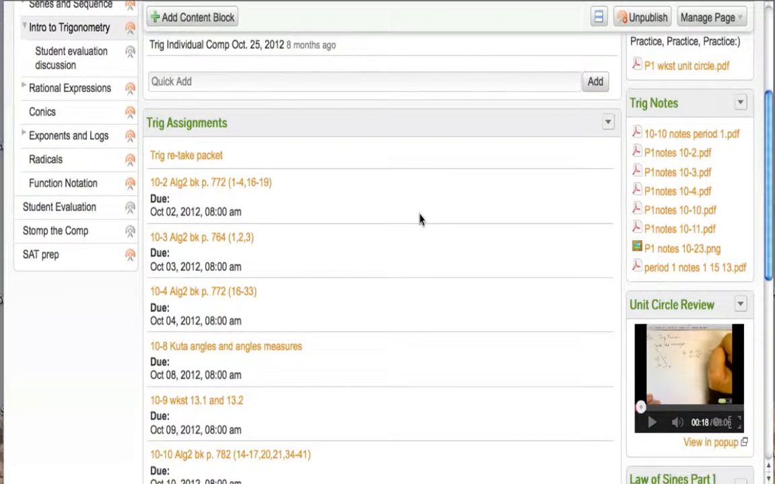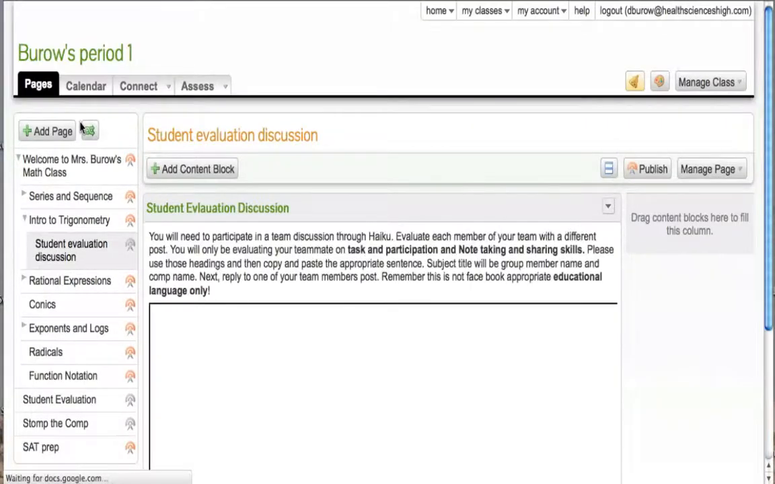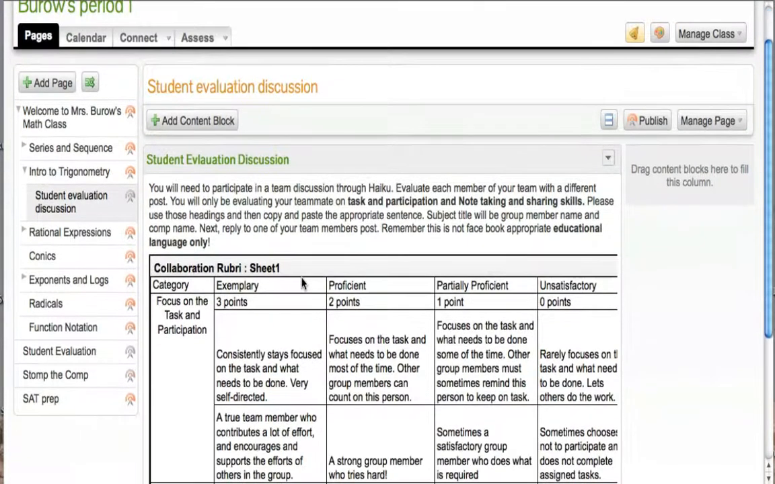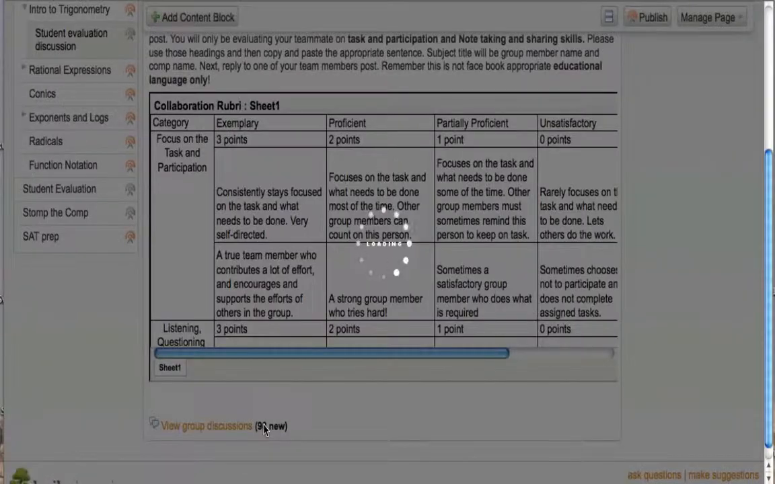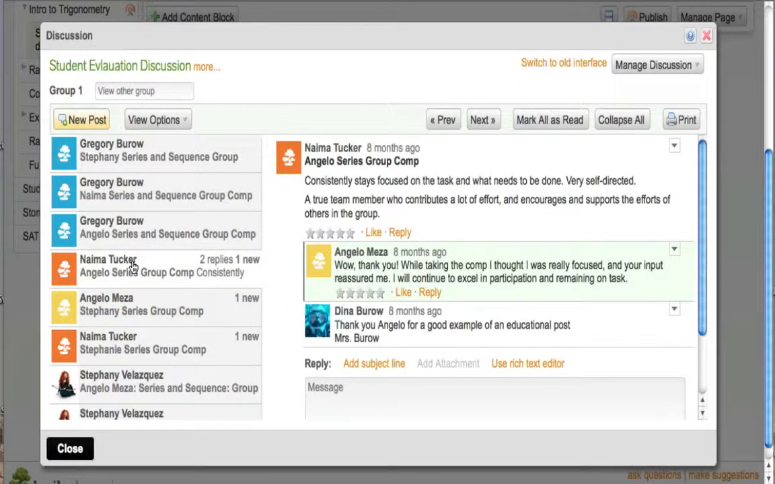especially if the sub doesn't know the level of math, and the kids can at least get the gist of it. The other thing I've been doing is my students do a group comp and an individual comp, which would be a unit test. And then they have to do a discussion about how their team interacted together. So they're grouped three or four students, depending on how big the class is.